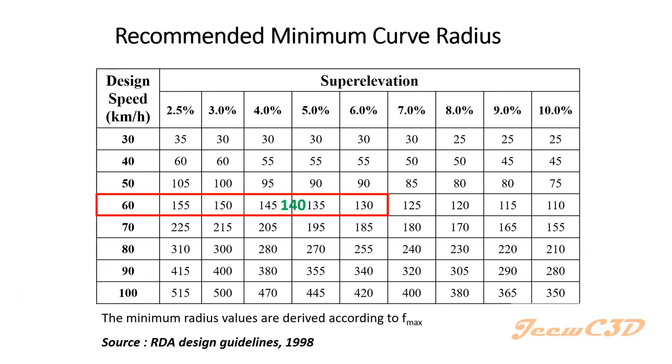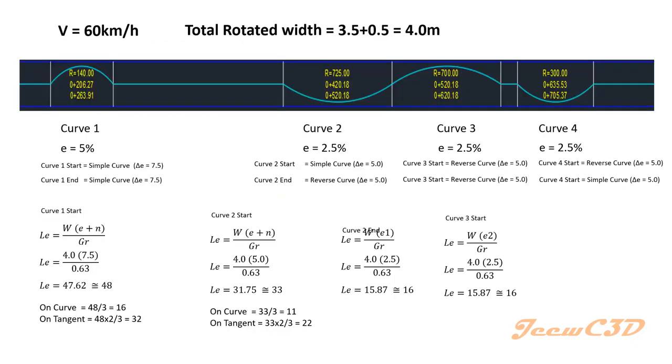So all of the curves you should have super elevation of 2.5 because it is greater than 155 radius. So these are the super elevations you have. For curve 1 you have E equals 5. Curve 2 you have E equals 2.5, curve 3 also you have E equals 2.5, and curve 4 you have E equals 2.5 as well.